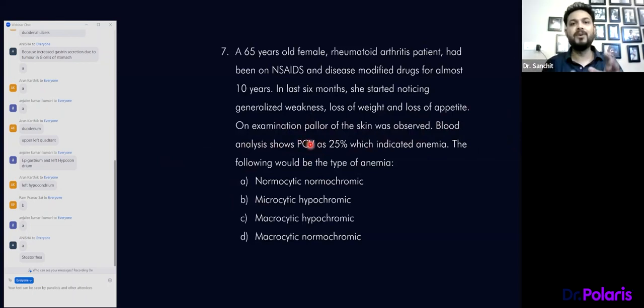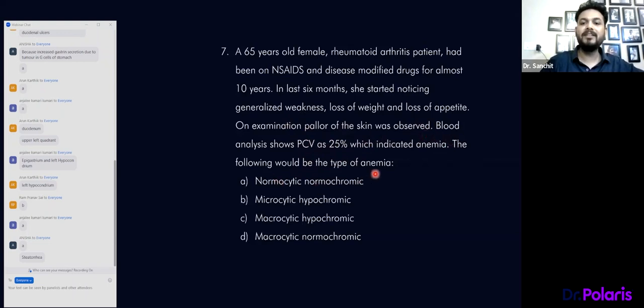Anytime you are at home, go and search your parents' or grandparents' blood reports. Take that blood report and read those parameters, what is written on them. It's a very good habit. You'll find this PCV written on it. What is packed cell volume? This packed cell volume was quite low, 25%. That indicates that this patient is anemic.